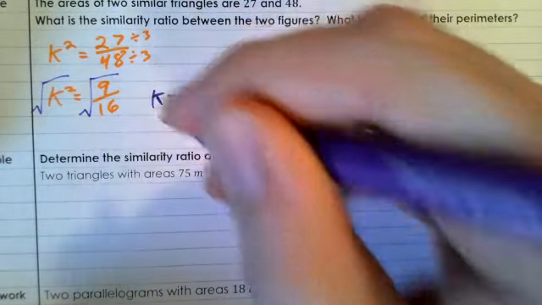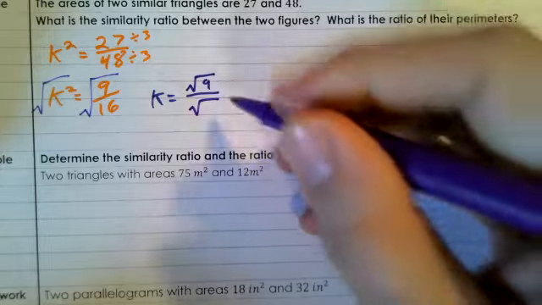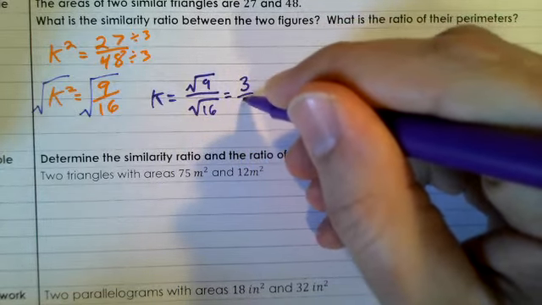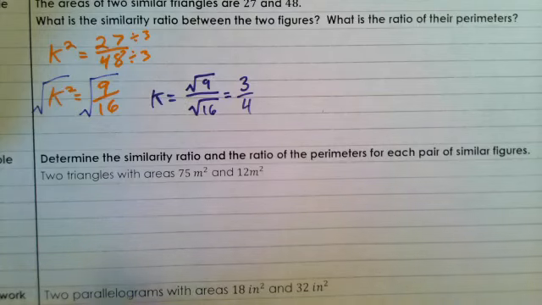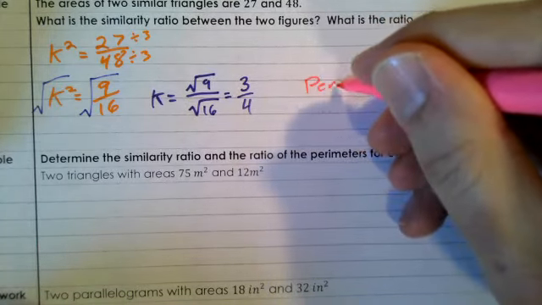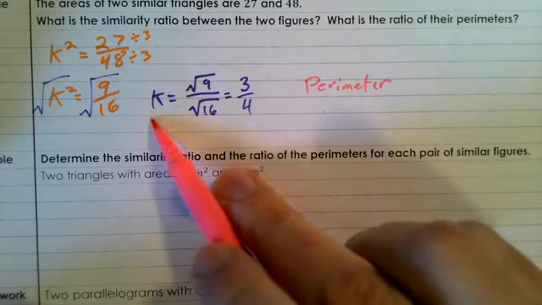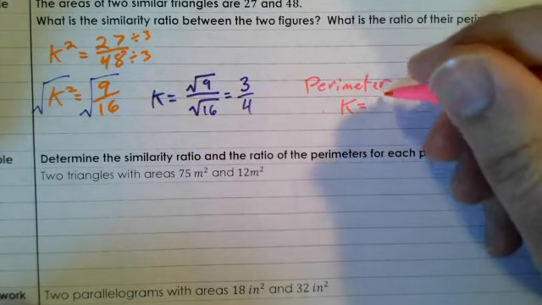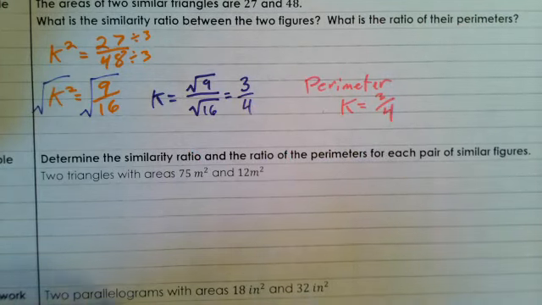So k is going to equal the square root of 9 over the square root of 16. So that is 3/4. This is the ratio between the two figures. And a reminder for perimeter, we don't have to do anything. Perimeter is going to be the same as the ratio between the two figures. So the ratio of their perimeters should still be 3 to 4.